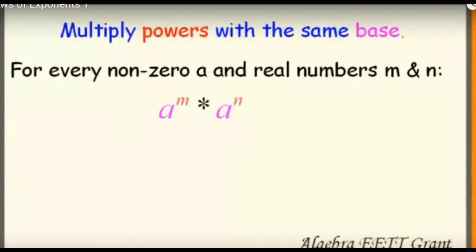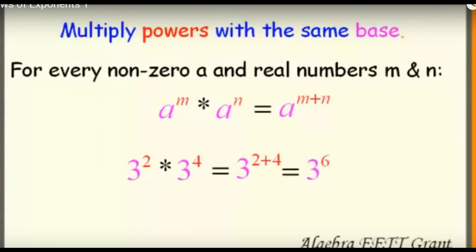So as long as you have the same base, the base does not change, and you add the exponents. You add the powers. So let me give you a for instance. If I give you 3 squared times 3 to the fourth, how do you simplify this? Well, both of them have a base of 3. If they both have a base of 3, then that means I can add the exponents. And 2 plus 4 is the same thing as 3 to the 6th. Now, if you want to simplify that further, you can, because you can find 3 to the 6th, but we're just talking about right now how to combine the exponents.